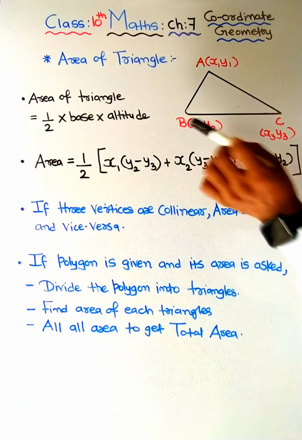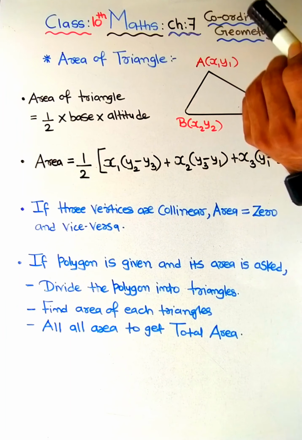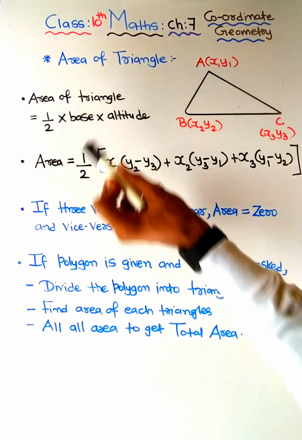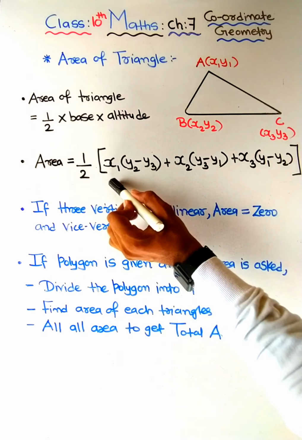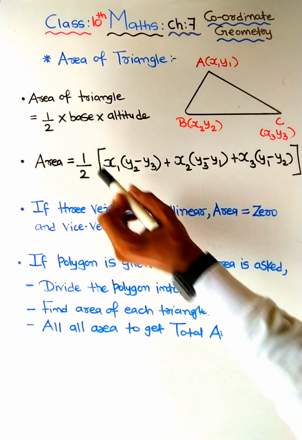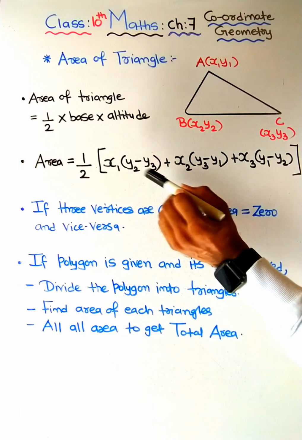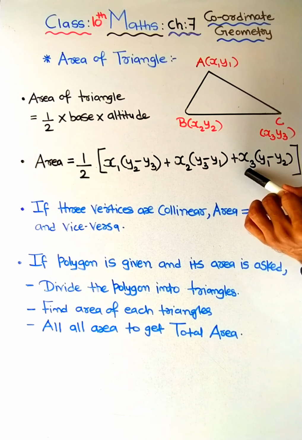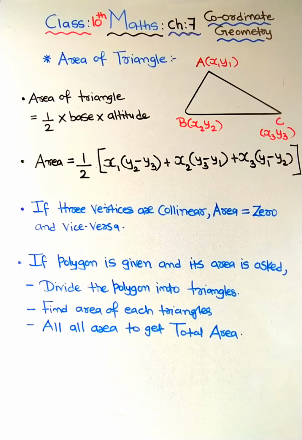These vertices are of this triangle, and if you want to find out the area of this triangle, you have to use this formula, 1/2 into the big bracket. There are three different terms: x1 (y2 minus y3), x2 (y3 minus y1), x3 (y1 minus y2). So this formula you have to learn by heart, and you will use it to find out the area, because this is the only formula that we have got to find out the area.